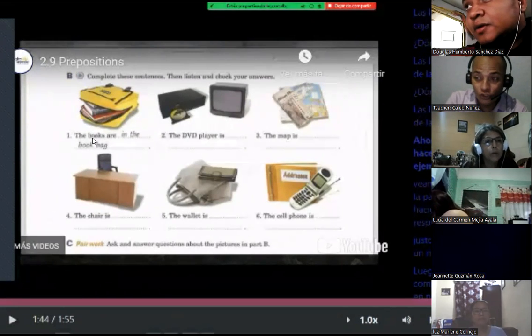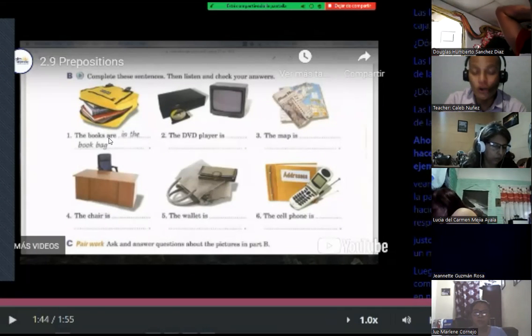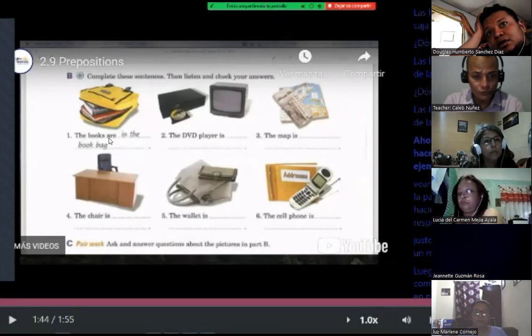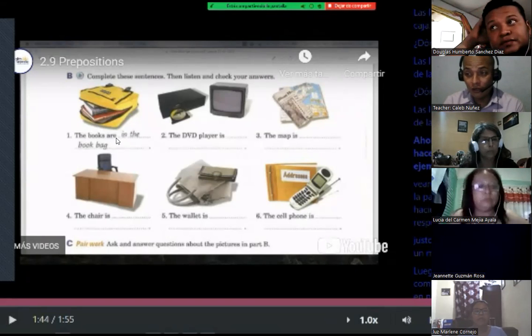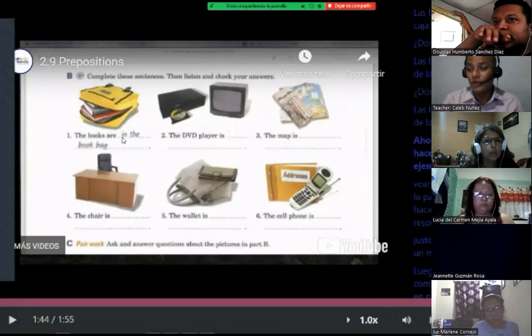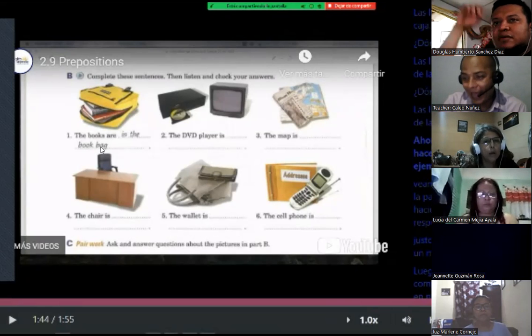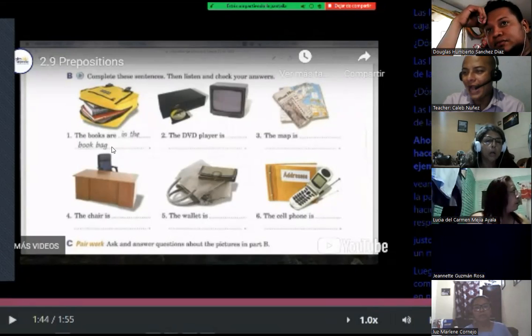So it says the books, because it's plural. The books are, y eso hay que analizar, ¿verdad? Si es plural, vamos a usar are. Si es singular, ¿qué vamos a usar? Vamos a usar is. Okie dokie. So, the books are, preposition, in, porque están adentro. The books are in the school bag or in the book bag. Ahí es muy repetitivo, book bag, podíamos decir school bag, pero está bien, es un sinónimo, right? The books are in the book bag.